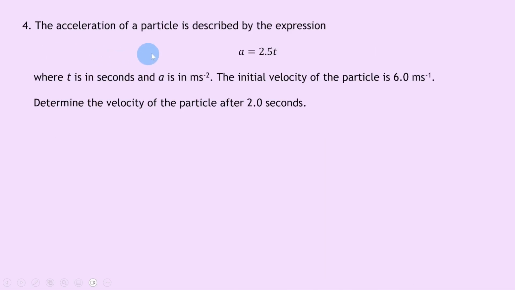Question 4 says the acceleration of a particle is described by the expression a equals 2.5t, where t is in seconds and a is in meters per second squared.